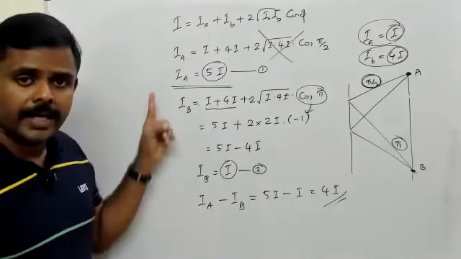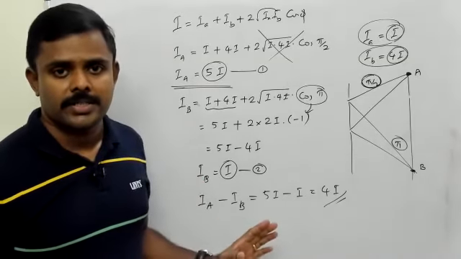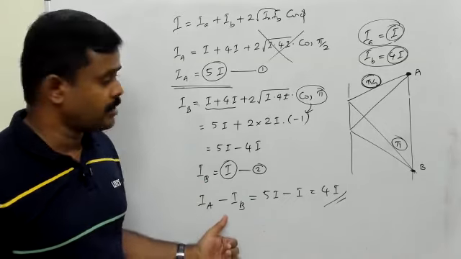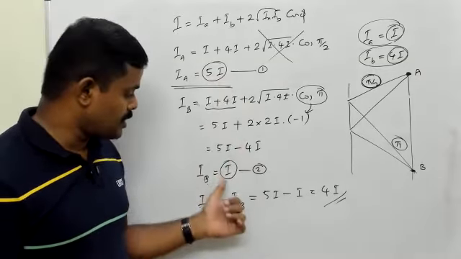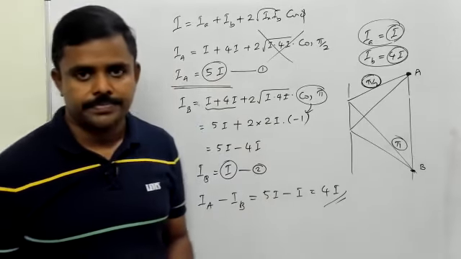I got IA, I got IB. The question is to find the difference in intensities at A and B. So IA minus IB is the question. IA is 5I, IB is I. So the difference is 5I minus I, which is equal to 4I.